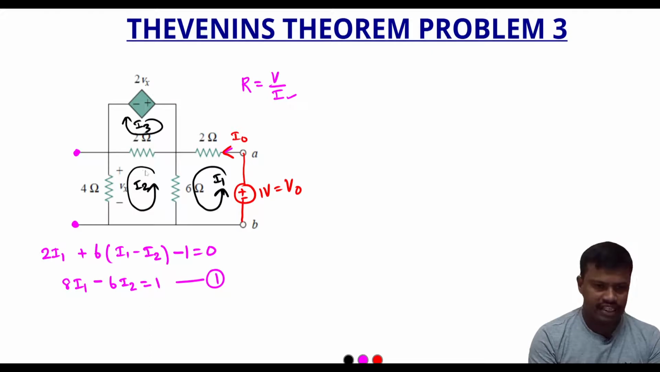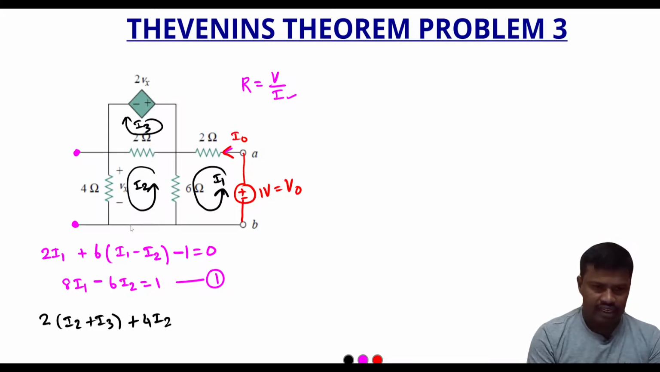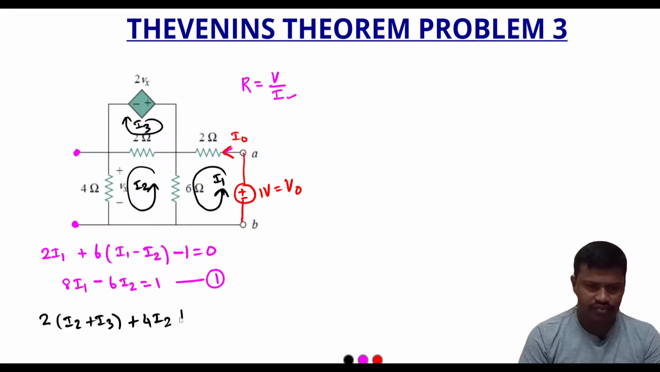When applying KVL to the second loop, the current flowing through the 2 ohm resistor involves the currents I2 and I3, and both are in the same direction, so we can write 2 into (I2 plus I3). The current flowing through the 4 ohm resistor will be 4I2, and the current flowing through the 6 ohm resistor involves I1 and I2, which are in opposite directions, so we can write 6 into (I2 minus I1), which is equal to 0.